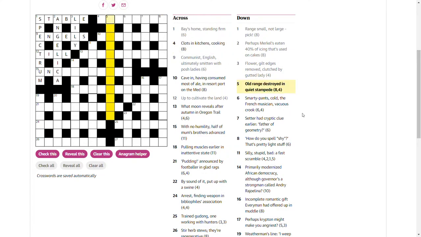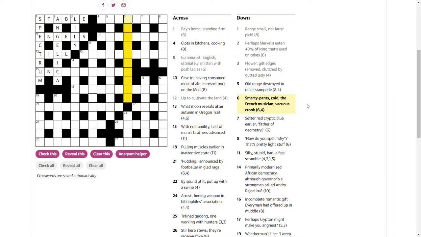Old range destroyed in quiet stampede. It's going to be an anagram of old range and... So that's eight letters, we need four more. So a four letter word for quiet, possibly. Stampede. Yeah, can't quite get that. I think we need more letters.